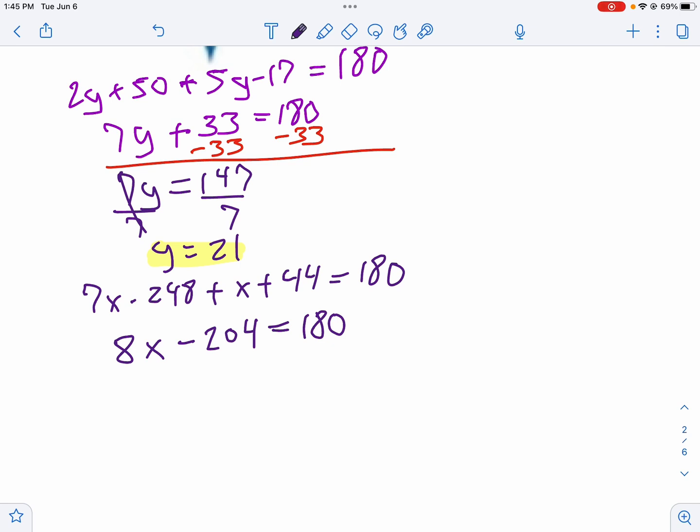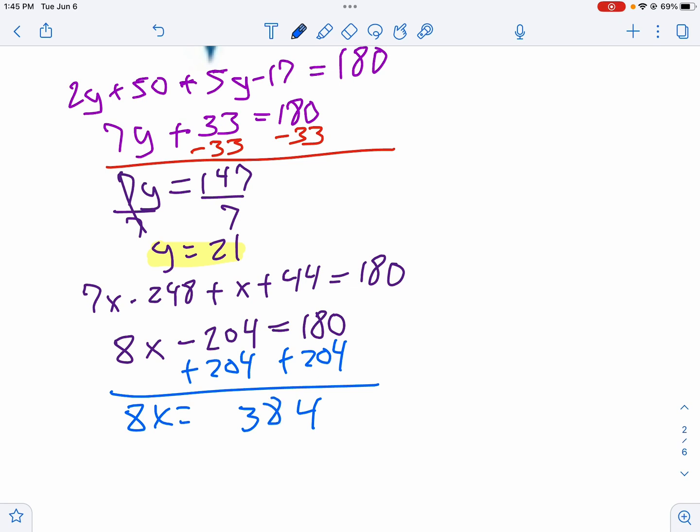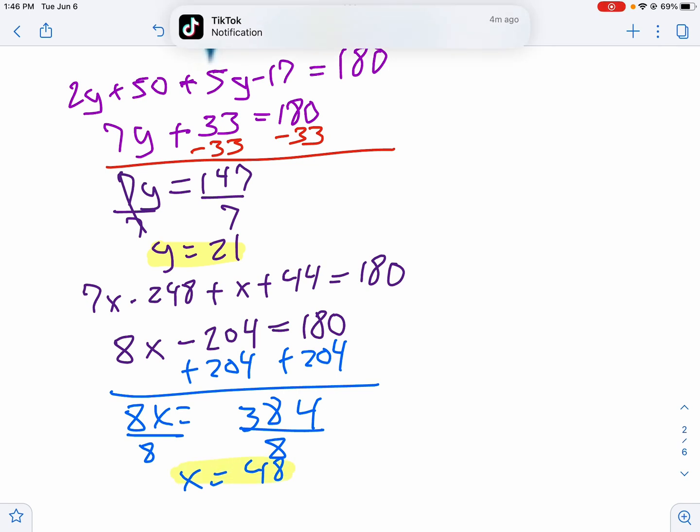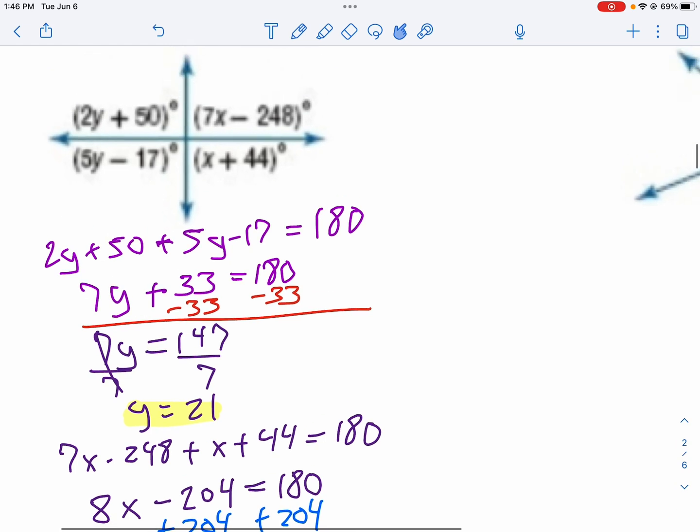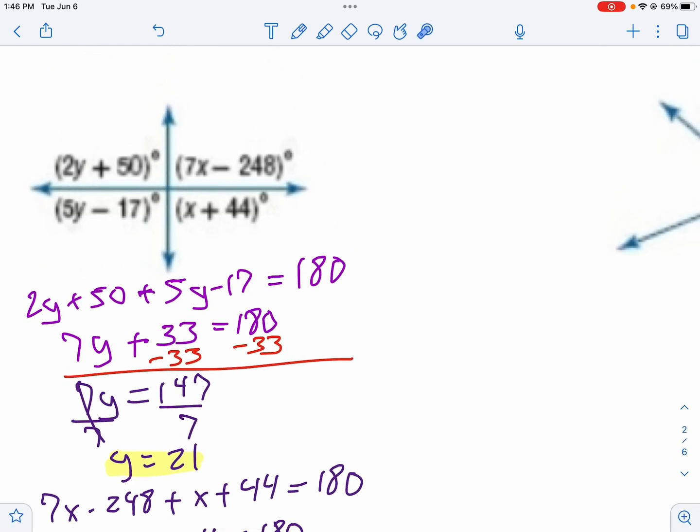Then we'll add 204 to both sides, so 8x equals 180 plus 204, which is 384. We'll divide both sides by 8. 384 divided by 8 turns out to be 48. Realize we could have substituted 21 in for y and then used that to find x just as well.